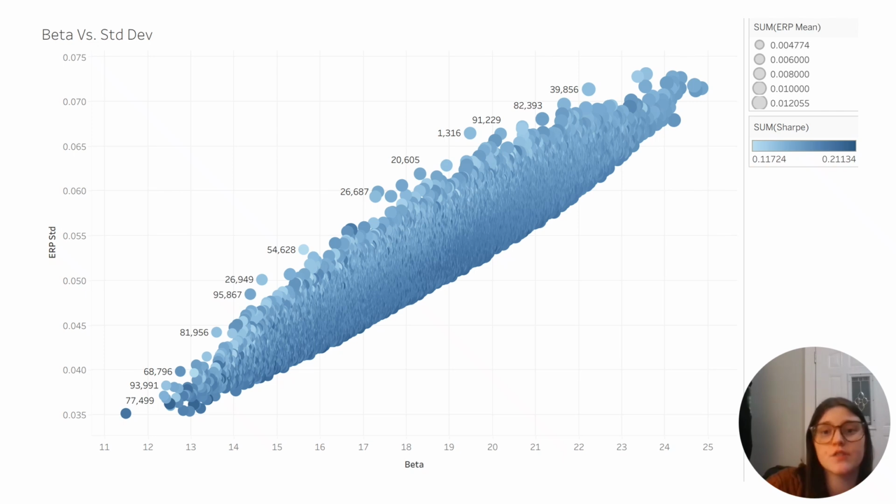So together, these four visualizations give us a full picture of the relationship between risk and return across thousands of portfolios. We can clearly see where the most efficient portfolios lie, and we can explain to a client why different risk metrics like Sharpe and Treynor might point to different choices depending on their goals. Tableau helps us communicate these ideas visually in a way that's intuitive and easy to understand.